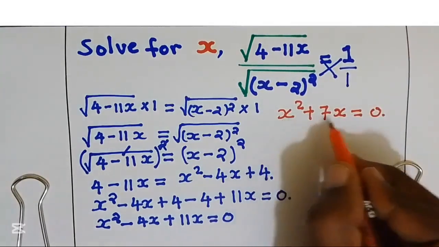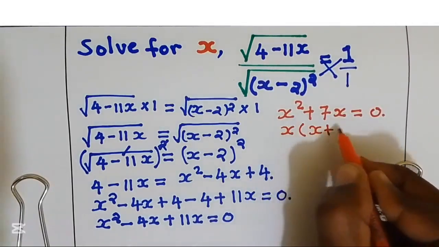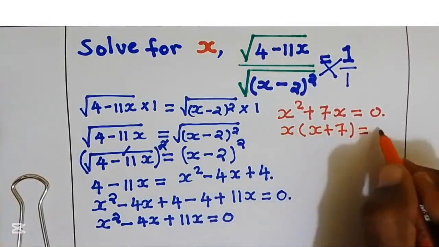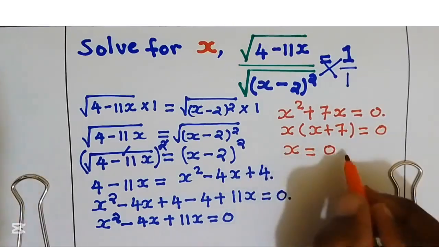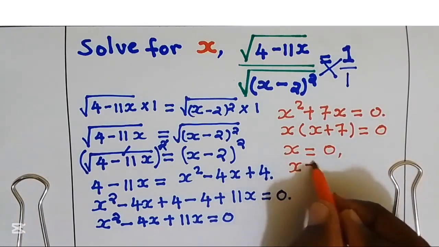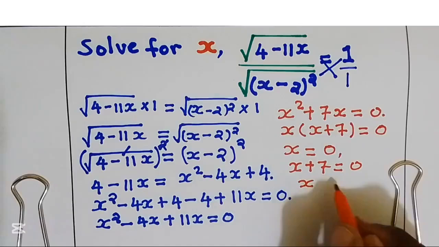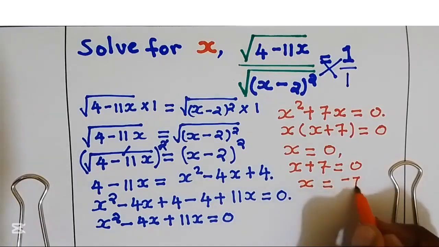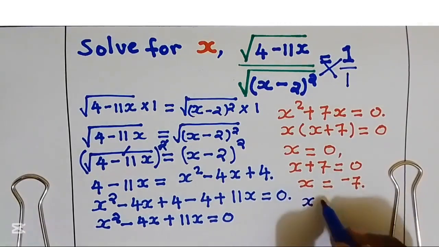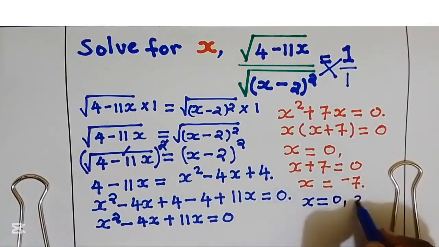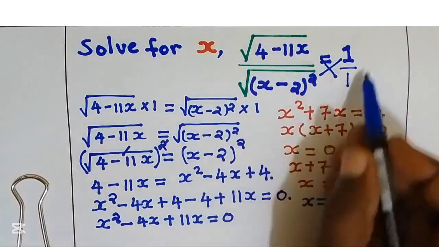We can factor x out. We are going to have x times (x plus 7) equal to 0. Now x is equal to 0, and x plus 7 is equal to 0, which gives us x is equal to negative 7. Now let's go and test our solutions x is equal to 0 and x is equal to minus 7 in our equation.